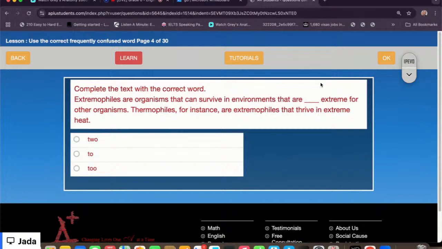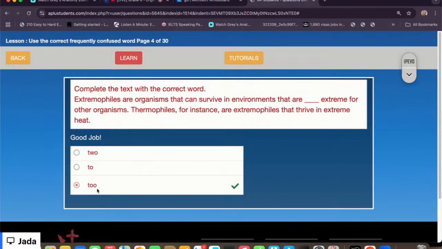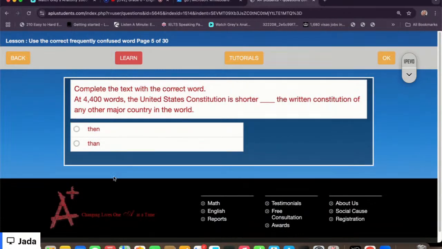All right, so there are too extreme for other organisms. So too much or something. At 4,400 words, the United States Constitution is shorter than the written constitution of any other major country in the world. So than or then?